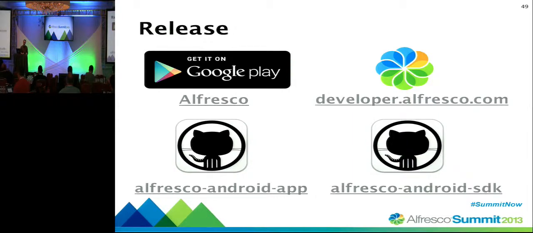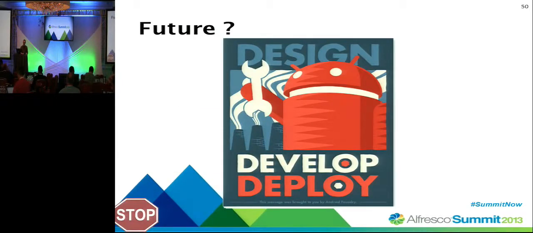The release phase is still, for the moment, a manual phase. Even if it's possible to automate this part, we prefer, for the moment, to manually upload the application to the Play Store and tag manually our code in GitHub. Finally, in the future, it's simple. We do it again and again. We design, we develop, and we deploy again and again. We release small, but we release often.